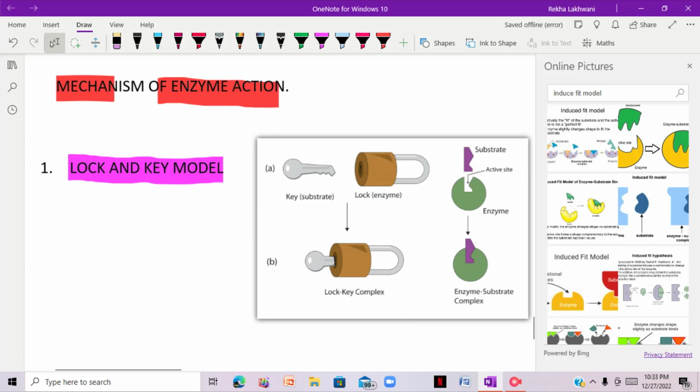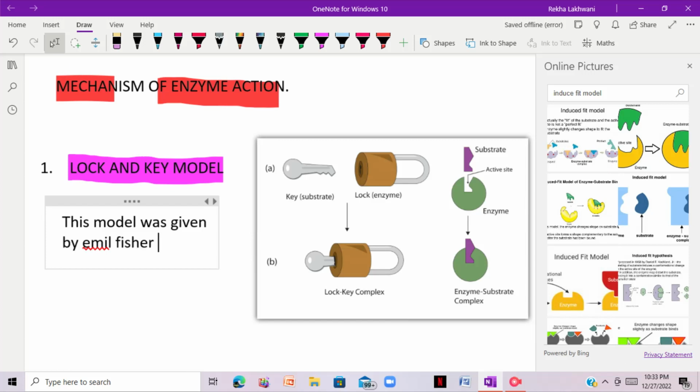Actually, this model was given by Fisher in 1896. Okay, this was the model. This lock and key model was given by Emil Fisher in 1896.